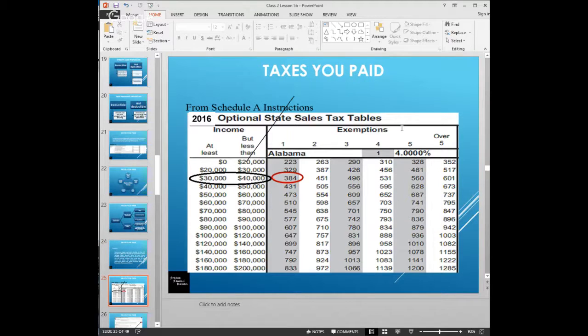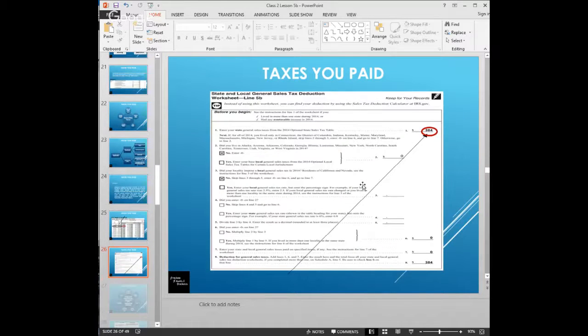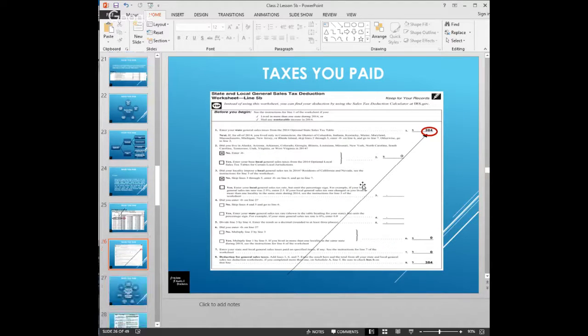She looks at the optional sales tax table, and you can see that for Alabama, when you have one person, it's going to be $384 in sales tax. This is where she can use the state and local general sales tax deduction. And it's just a worksheet. Most of us don't use these worksheets anyway, but they are available. It does walk you through, asking you if you live in specific states, and walks you right through the process for local.